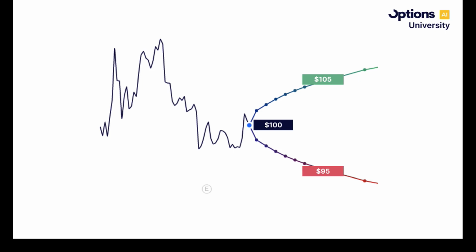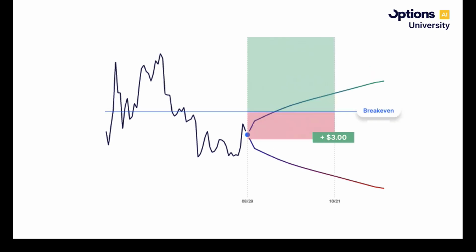If we were to agree with the bullish consensus of around 105, we could buy the at-the-money 100 call for $3. That gives us a break-even of 103 and the potential to make up to $2 if the stock goes to 105, and the potential for more above 105.